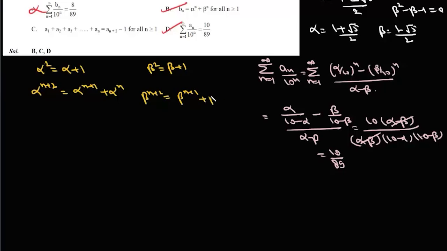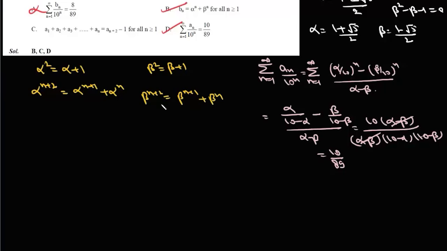Now option C is a1 plus a2 plus a3 up to an equals an plus 2 minus 1. Now for this, what we'll do is, we know that alpha squared equals alpha plus 1, and we multiply it with alpha to the power n. We can write alpha to the power n plus 2 is alpha to the power n plus 1 plus alpha to the power n. In the same way, we can write beta squared equals beta plus 1. If we multiply it with beta to the power n, we can write beta to the power n plus 2 equals beta to the power n plus 1 plus beta to the power n.